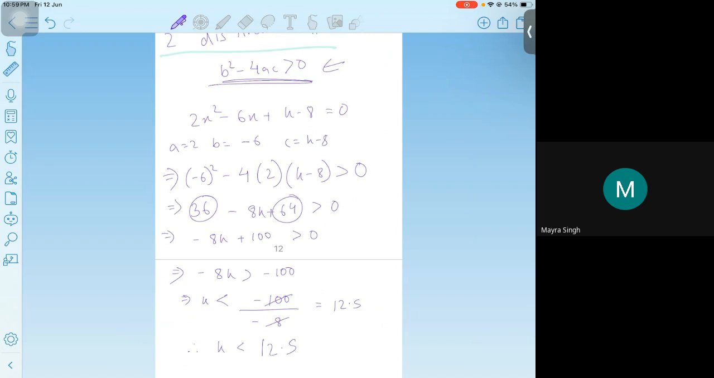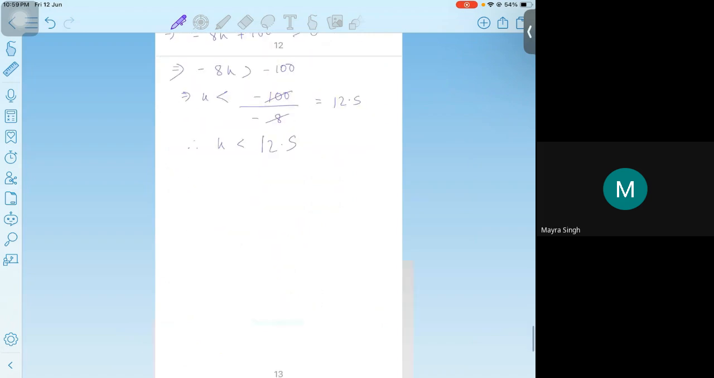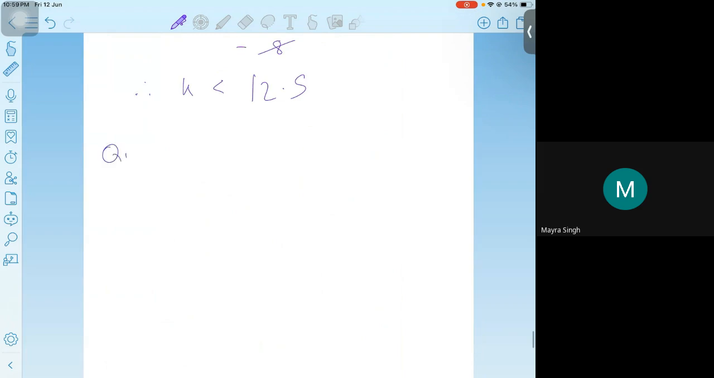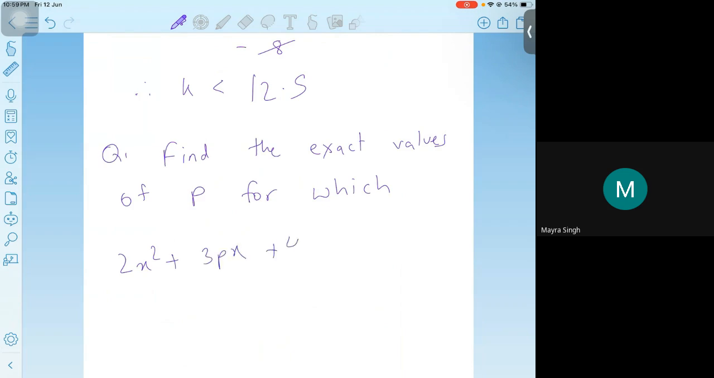Seeing none, let's go to one last question before we can complete this session. So we have the question, let's say: find the exact values of P. 2x squared plus 3px plus 4 equals 0 has two equal real roots.